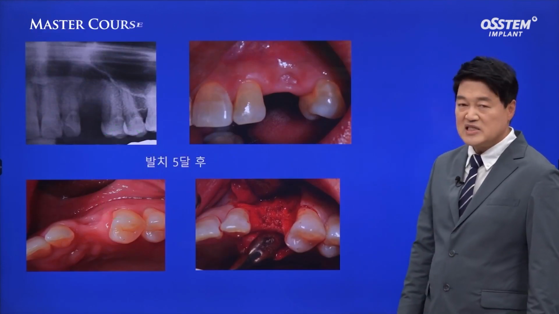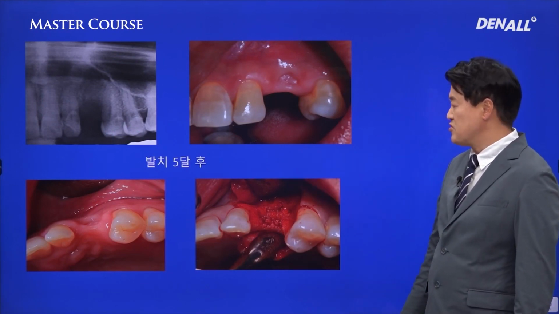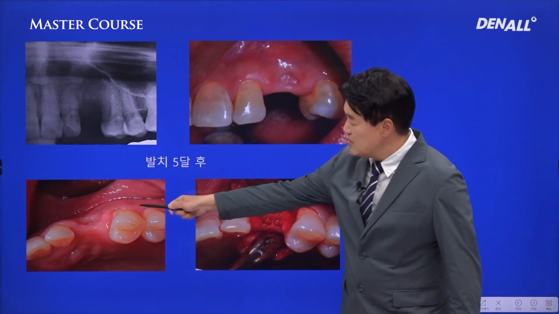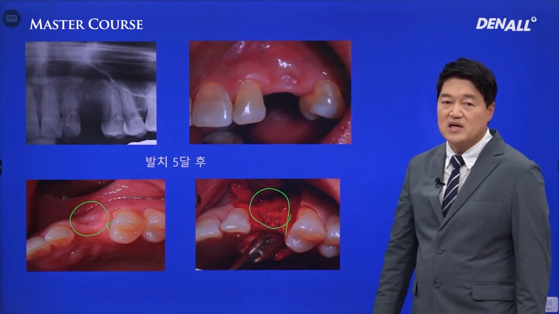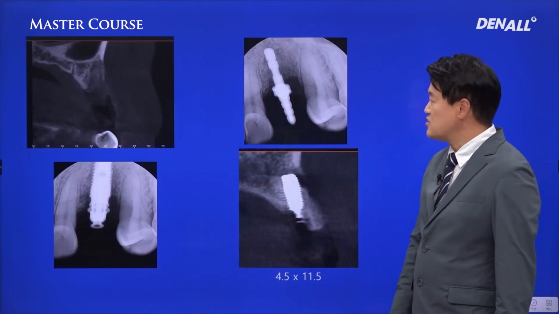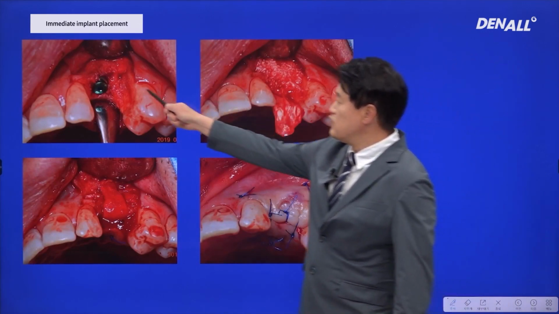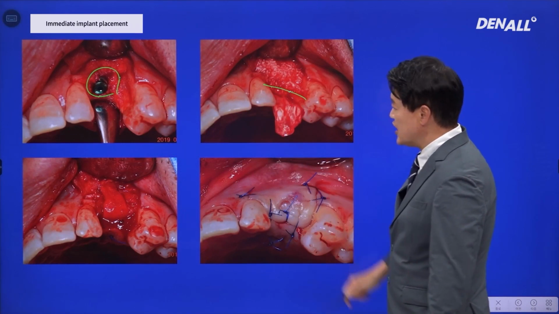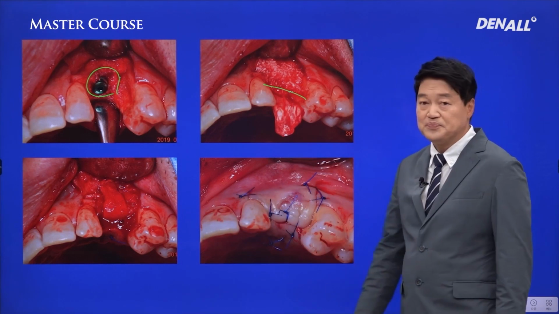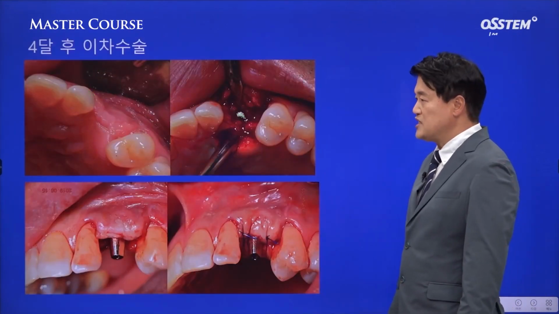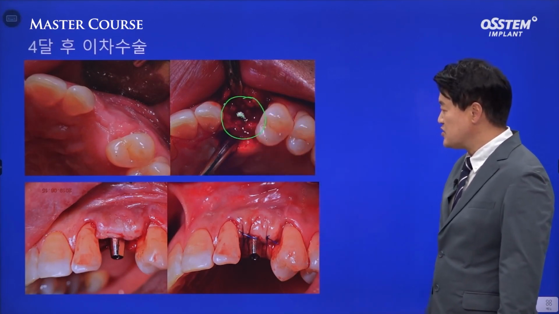After extraction, I waited for about 5 months. When implant was placed as shown, in this area, gingival atrophy occurred and bone resorption occurred like this. Implant was placed and on the exposed area on the buccal side, appropriate GBR was done. Resorbable membrane was covered and 2-stage surgery was done. 4 months later, secondary surgery was performed. As shown here on the buccal side, new bone was formed.